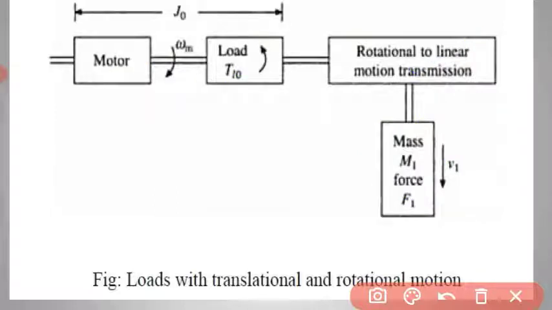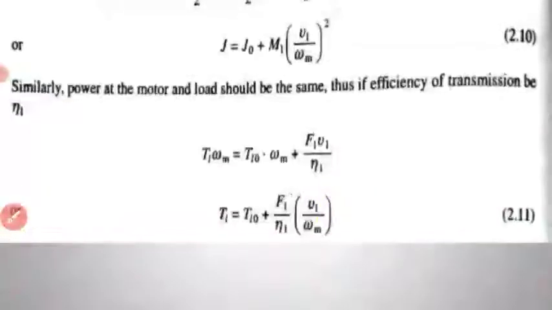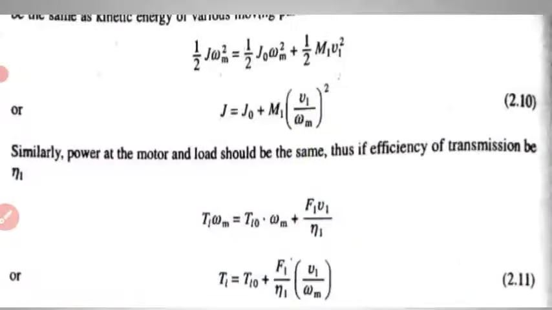So this is called the load with translational motion. I discussed rotational earlier, but here it appears as translational. Don't worry about this. It is translational motion because we are converting the rotational to linear motion. Here similarly we will get the equations.